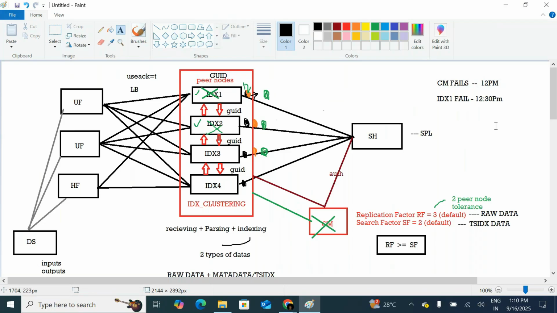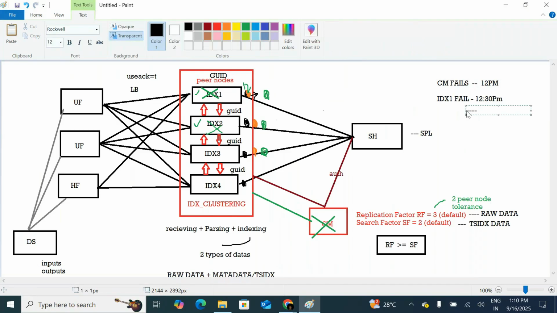Now, what will happen? We can still search the data. Still you can search your data 100%. Why? Because replication is already happening. Very good. Whatever happens when the CM fails, all those points will be the same. But here a replication error will come. Why? Because one of the identities was missed in the entire cluster.